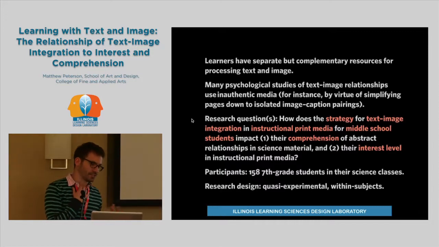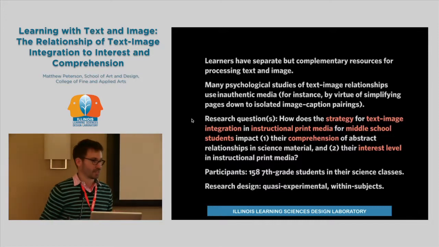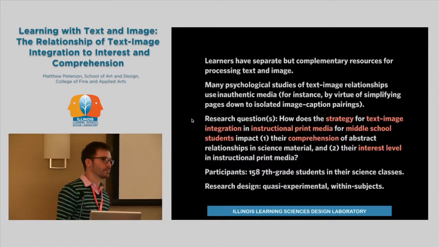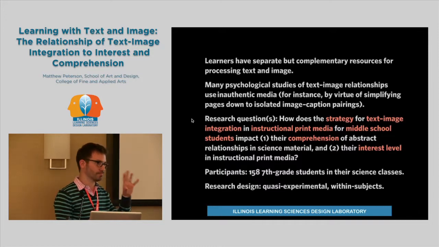So I started to look into this, and of course we know a lot in psychology about text and image, and that we have sort of unique but complementary resources for processing these two different codes. So I started to look at the studies, and there are a lot of great studies. As a graphic designer, I started to notice that a lot of them, by the kind of experimental model, had to really simplify the design to isolate a single image and caption or something like that.